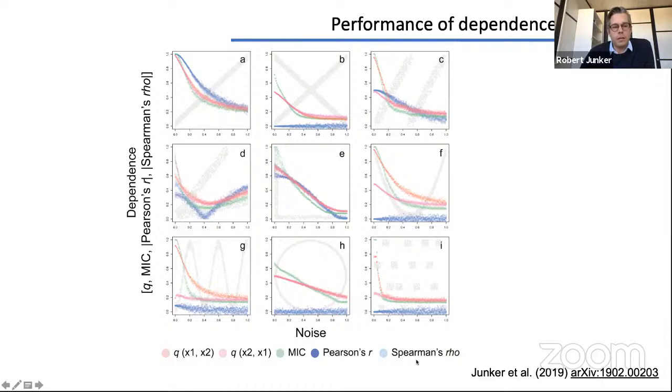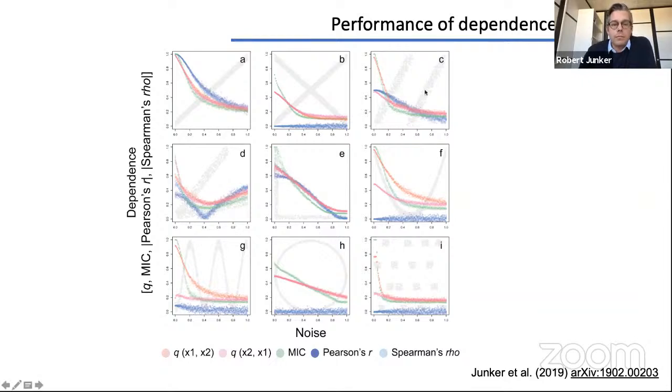values for these correlations. And in the linear case, all of the dependence measures shown here behave quite similarly. So the more noise we get, the lower the dependence, obviously. And we see that QAD is a little bit closer to the standard dependence measures for linear relations, Pearson and Spearman, compared to MIC.